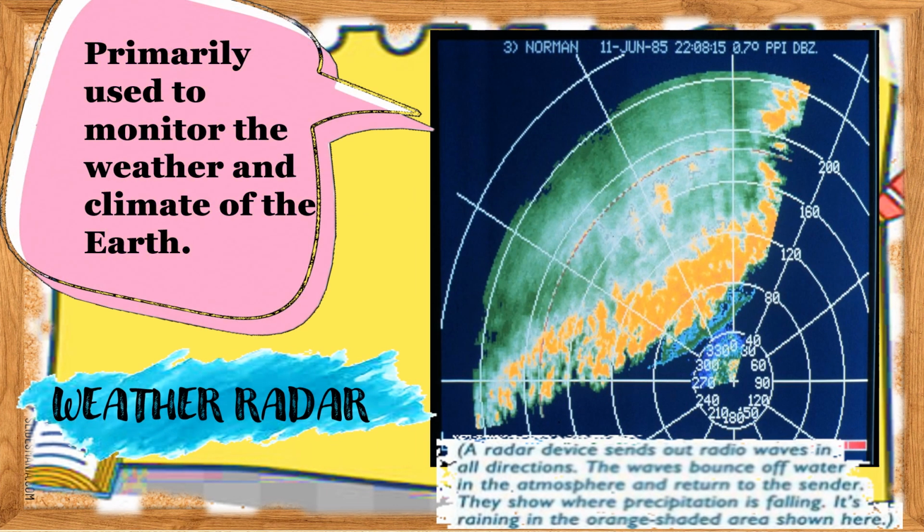Now this one is a weather radar. It is also primarily used to monitor the weather and climate of the Earth. Weather radar, also called weather surveillance radar or WSR, and Doppler weather radar, is a type of radar used to locate precipitation, calculate its motion, and estimate its type. So rain, snow, hail, etc. Radar is another tool of weather observation and forecasting. It is used primarily to observe clouds and rain locally.